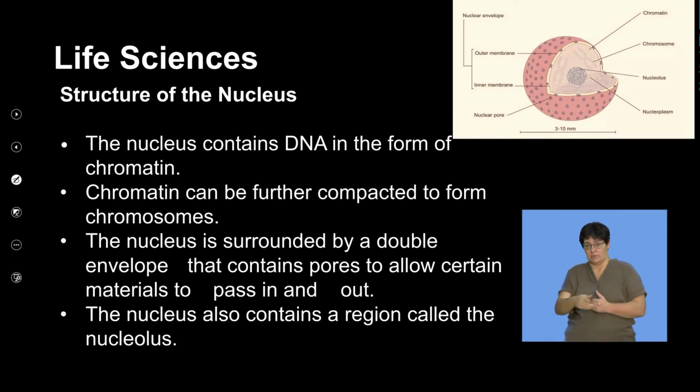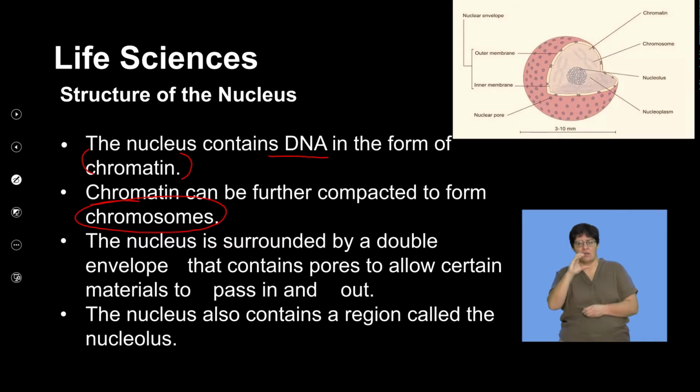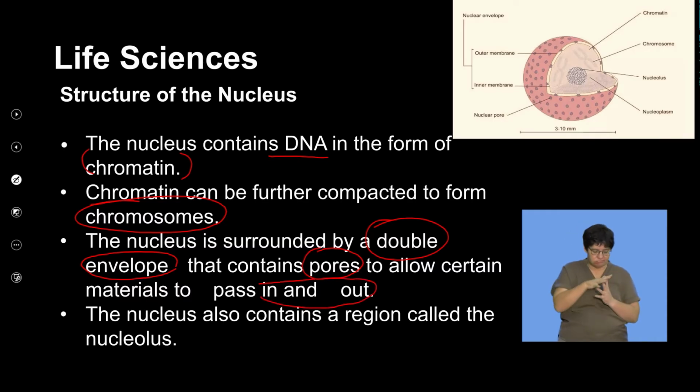The nucleus contains DNA in the form of chromatin, and that chromatin again forms chromosomes, as I mentioned. The nucleus is surrounded by a double envelope or membrane, which contains little pores, and these pores allow for the movement of material in and out of the cell. The nucleus also contains a region called the nucleolus, as I mentioned.